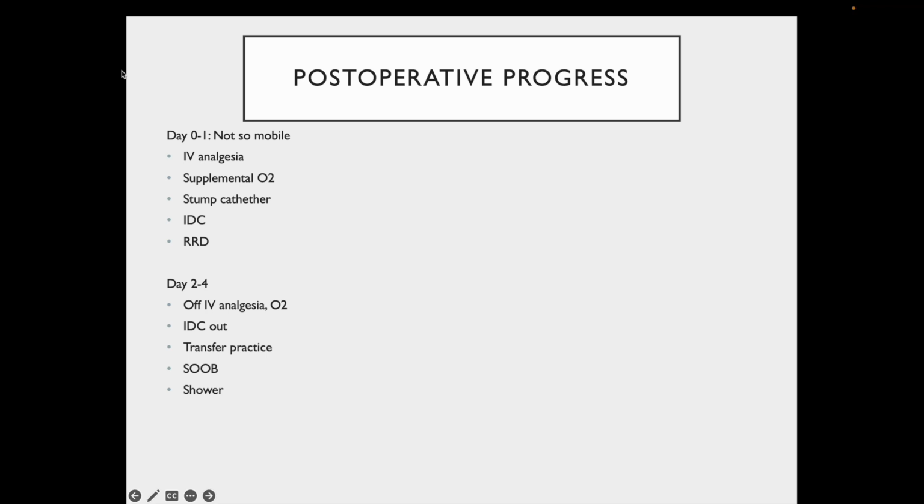The indwelling catheter is removed. They start practicing their transfers, they sit out of bed, and they shower with the assistance of the ward nurses. And by day 5 to day 6, they're ready for rehab or for some form of transition care.